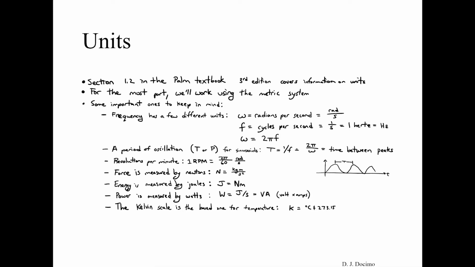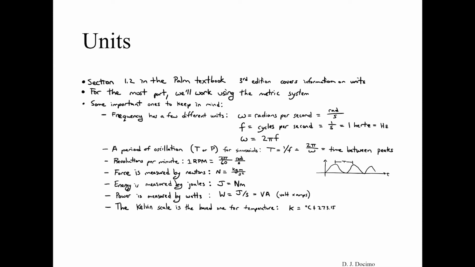Relating to this as well, we have our period of oscillation, which is represented by a T or a P in some cases, for the sinusoids. So for example, in the figure here, we can see the time between our peaks, T, that's our period, and our period is equal to 1 over f, which is the same thing as 2 pi over omega. Connecting to this as well, we have revolutions per minute, which is 2 pi over 60 radians per second.